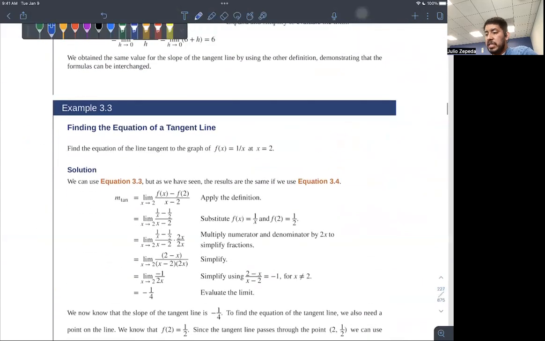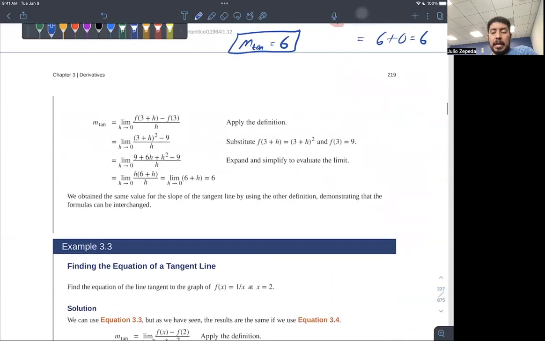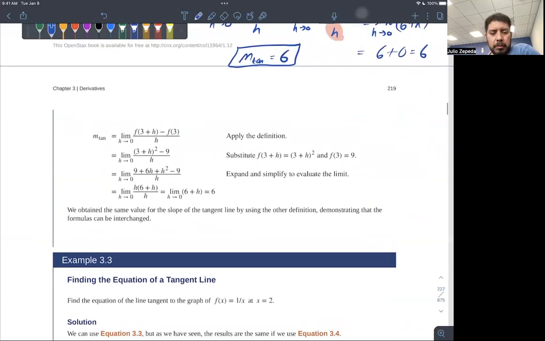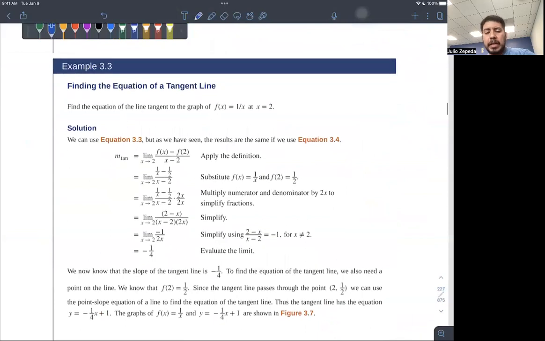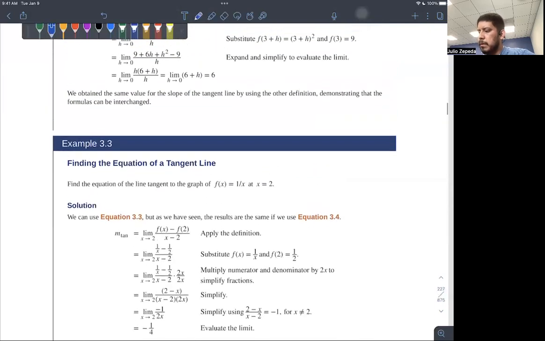All right, what if we have a different type of function? Sometimes they require different methods to simplify. So this one here says, find the equation of the tangent line to the graph f of x equals 1 over x at x equals 2. For this one, I won't find the equation of the tangent line, but I will find the slope. That's the new part. And then you should know how to find the equation of a line once you're given a slope and a point, right? So maybe we'll just do it.